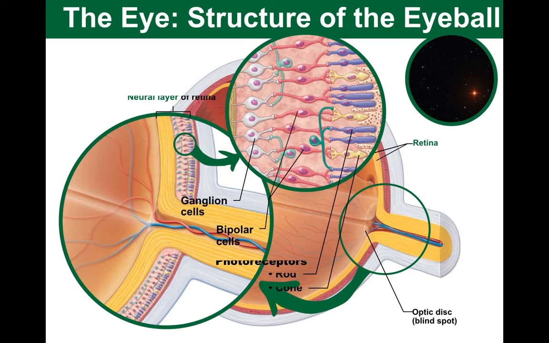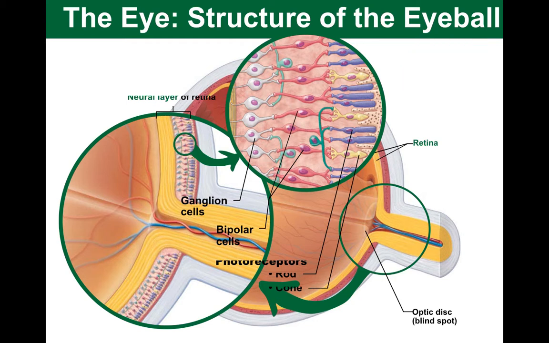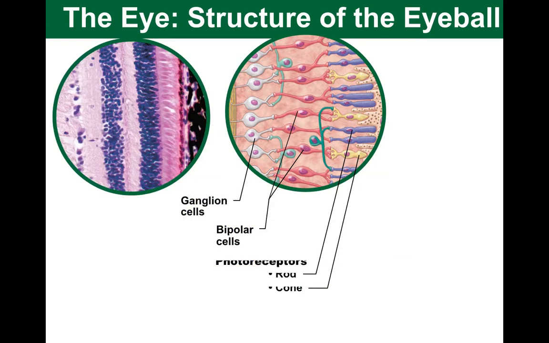And then of course are cones, which function optimally in bright light and are responsible for color vision. They are more numerous in the center of the field of view. What I want to show here is a picture of a real neural layer of the retina. See how it looks like our diagram.